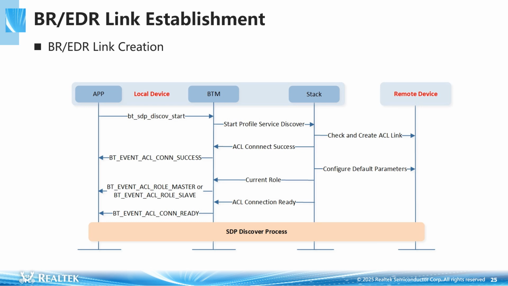As shown in the figure, the application can create an ACL link by initiating a SDP discovery process. And BR/EDR host will check whether ACL link existed. If not, link creation process initiated automatically. After the ACL is established, the application will receive BT event ACL con success event. And then after BR/EDR host sets default link parameters, the application receives the BT event ACL con ready event, which means link ready. If ACL link created failed, the application will receive BT event ACL con fail event and BT event SDP discov CMPL event.